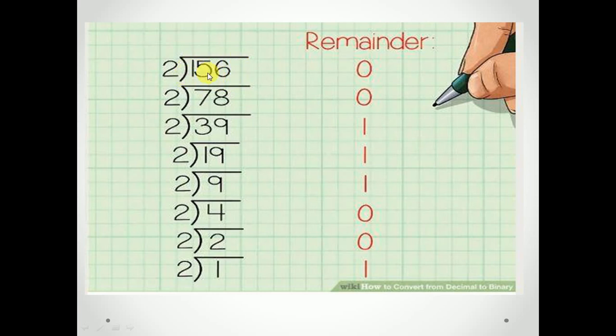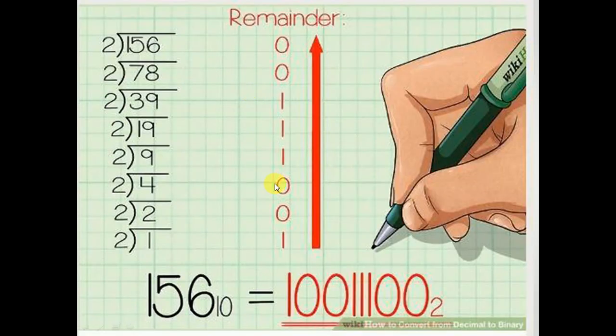This is the binary form of this decimal number 156. So how to write this number? You have to start from here and go from bottom to top: 10011100 to the base 2. So 156 to the base 10 is equal to 10011100 to the base 2.